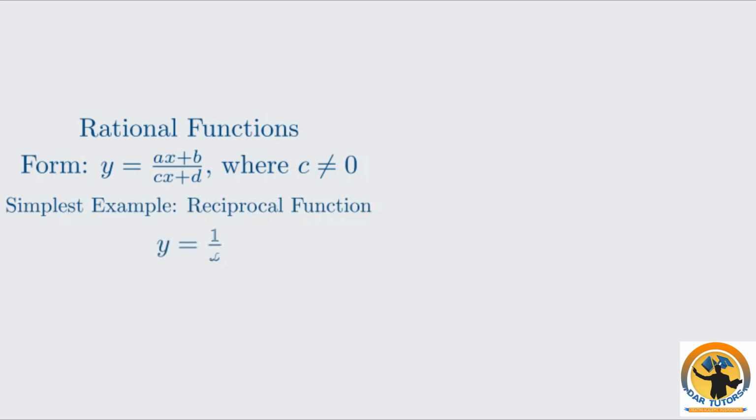The simplest example is the reciprocal function, y equals 1 over x. Its graph is a rectangular hyperbola. Let's look at its graph. Notice that the function is undefined when x equals 0, because you can't divide by 0. As x gets very close to 0, the value of y gets very large, either positive or negative. This creates a vertical asymptote at the line x equals 0, which is the y-axis.